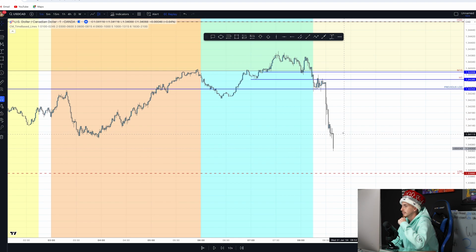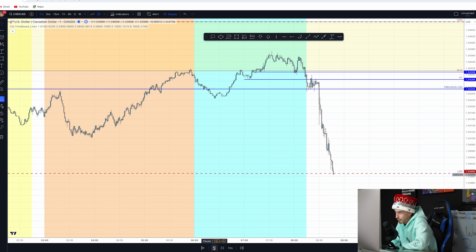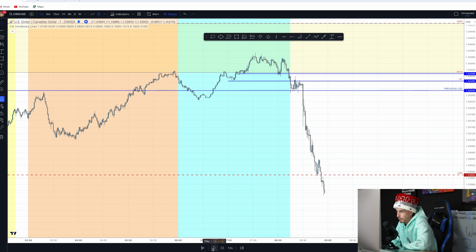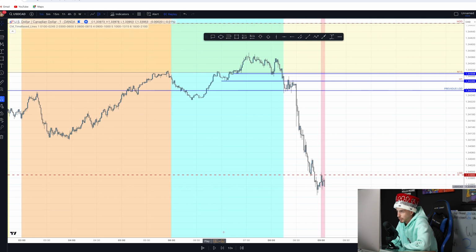So what's more than likely going to happen is that the New York session will create an area of supply in session, and we will take the trade off of that area. So right off the bat, notice this right here. It is about to be 9 o'clock. New York session opens right here, right? So New York session opens.